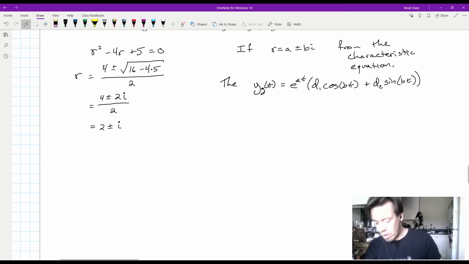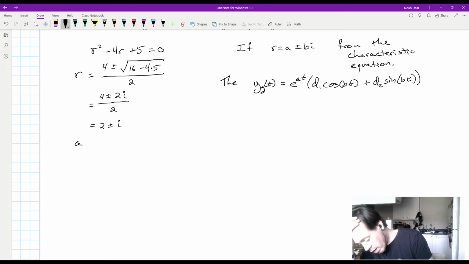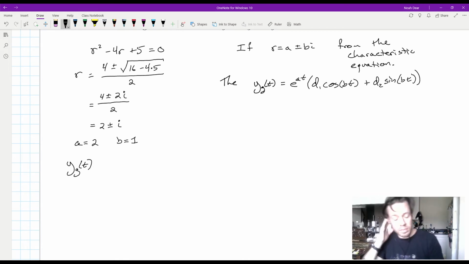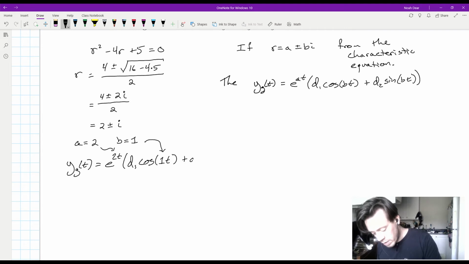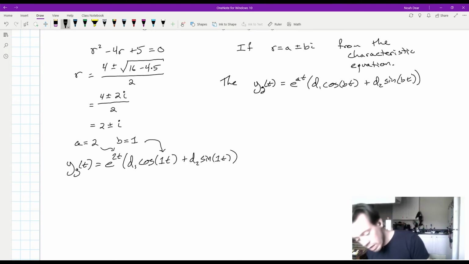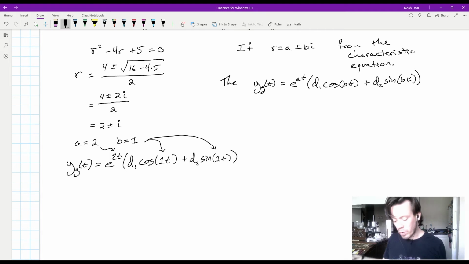and then we'll get into some applications later on this term. All right, so let's take this and note for here we have a equals 2 and b equals 1. So for us, the general solution, y sub g of t, is going to equal e to the 2t, parentheses, d1 cosine of 1t, right? So that's the b value right there. The a value goes into the exponential, plus d2 sine of 1t. And obviously we don't need to write those ones. I'm just trying to be clear about where I got that number, what goes right there next to the t inside the cosine and the sine.